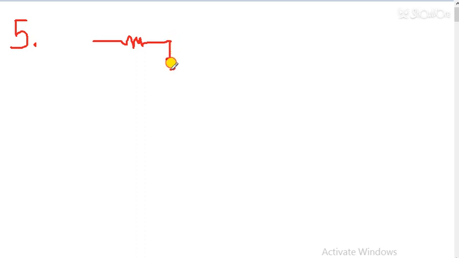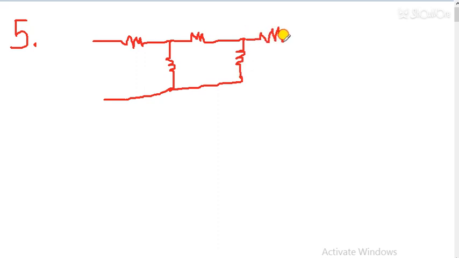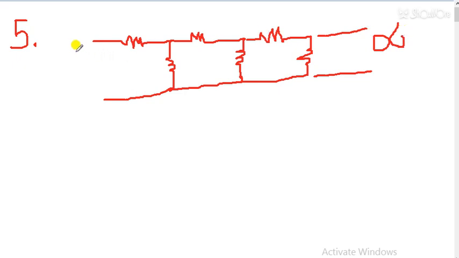So one resistance here, again one resistance here, and one resistance here. Then again one resistance here. I am repeating, every resistance has value 2 ohm, and this circuit goes up to infinity. This circuit is infinite and we have to find the resistance between point A and point B.